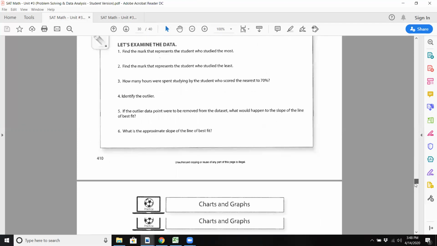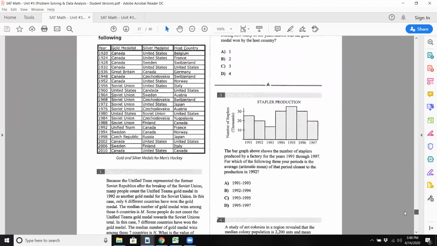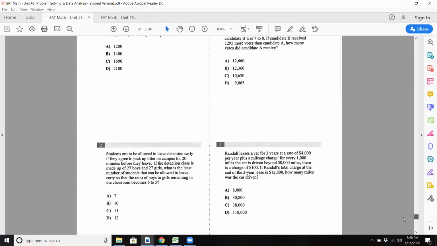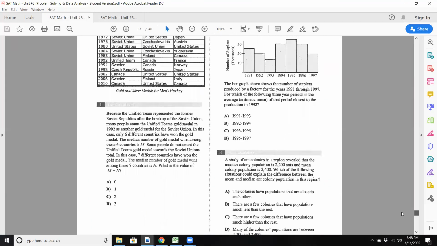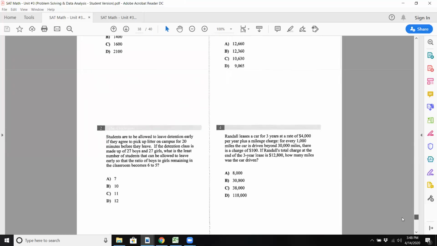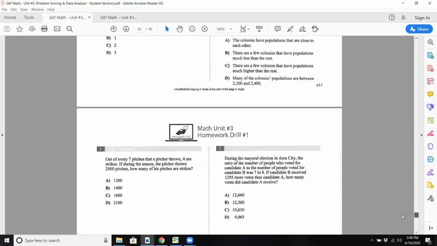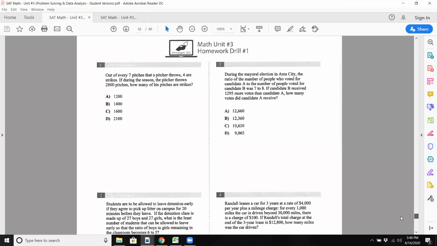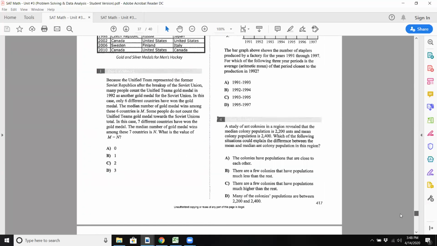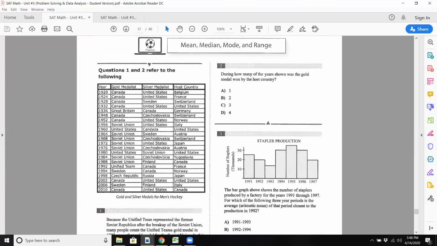Let's look at the last section on mean, median, mode, and range. I'll probably wind up doing this page here. Then I'll have you guys do the stuff on the following page. Yeah, so let's look at this here. Okay, so here we've got more stuff on tables.